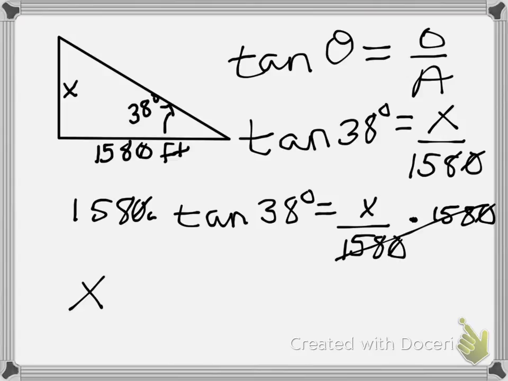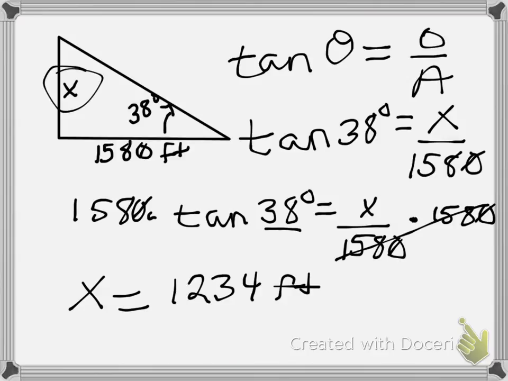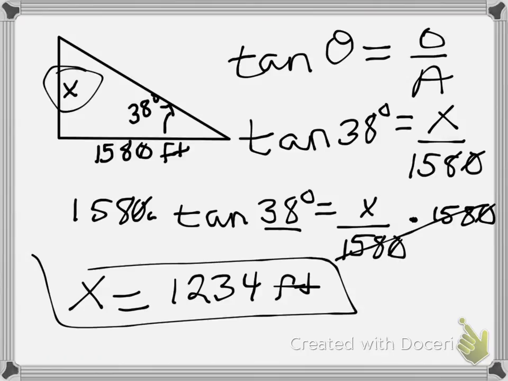And if I plug in 1,580 times tangent of 38 degrees, make sure your calculator is in degrees, I would get that x equals 1,234 feet. That is the height of our chimney and the answer to our problem.